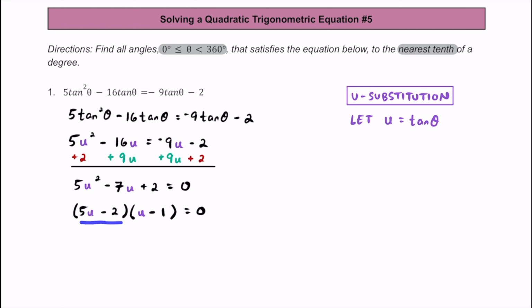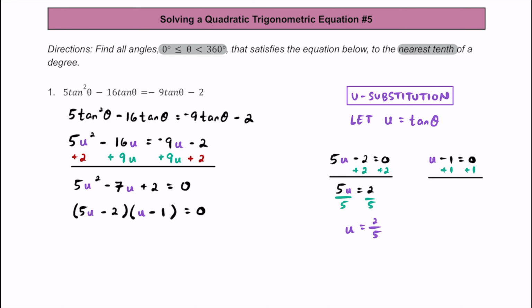So let's take this 5u minus 2 and set it equal to 0 and solve for u. So 5u minus 2 is equal to 0. We can solve this by adding 2 to both sides. And so then 5u would be equal to positive 2. And then if we divide both sides by 5, we find that u is going to be equal to 2/5. Now, using that product property again, let's see what makes u minus 1 equal to 0. So u minus 1 is equal to 0. We can solve this by just adding 1 to both sides.